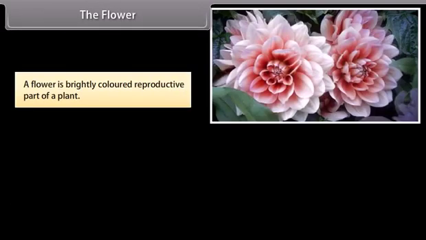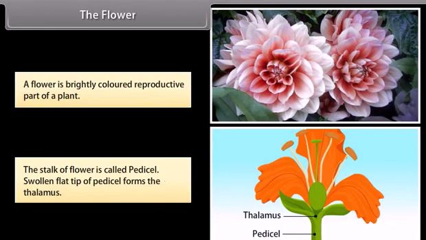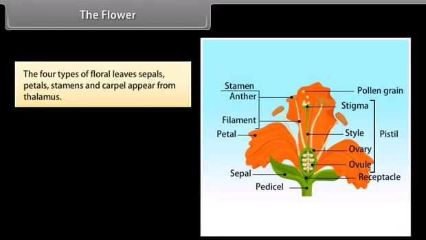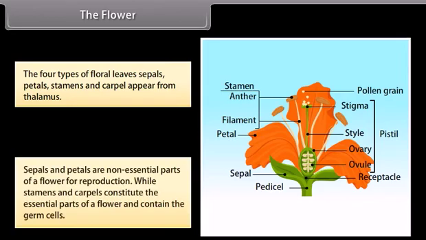The flower. A flower is a brightly colored reproductive part of a plant. The stalk of flower is called pedicel. The swollen flat tip of pedicel forms the thalamus. The four types of floral leaves, sepals, petals, stamens, and carpels, appear from thalamus. Sepals and petals are non-essential parts of a flower for reproduction, while stamens and carpels constitute the essential parts of a flower and contain the germ cells.